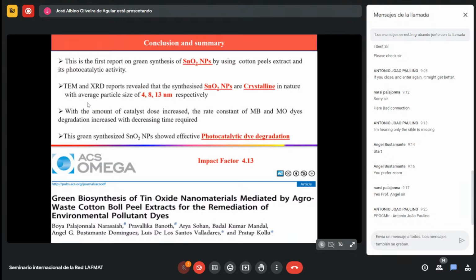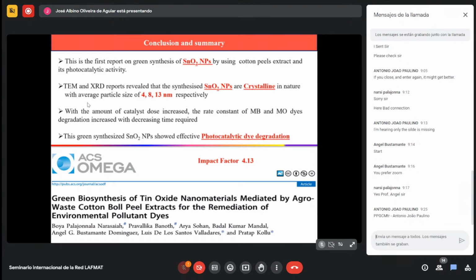This is the conclusion summary. This is the first report of the synthesis of tenoxane nanomaterial using cotton plant extract for photocatalysis. TEM and XRD reveal the synthesized tenoxane nanomaterial is crystalline, with average crystallite and particle sizes of 4 nanometers, 8 nanometers and 30 nanometers. The synthesized tenoxane nanomaterial is very good for photocatalytic degradation.